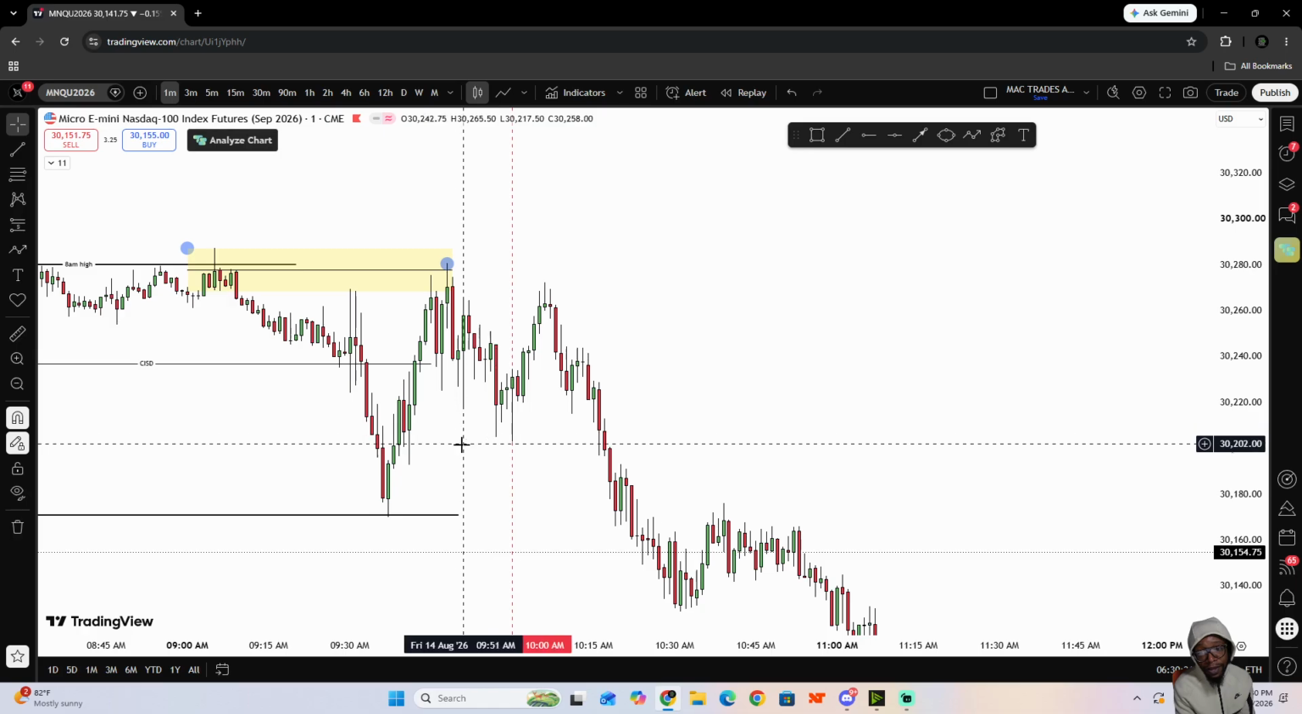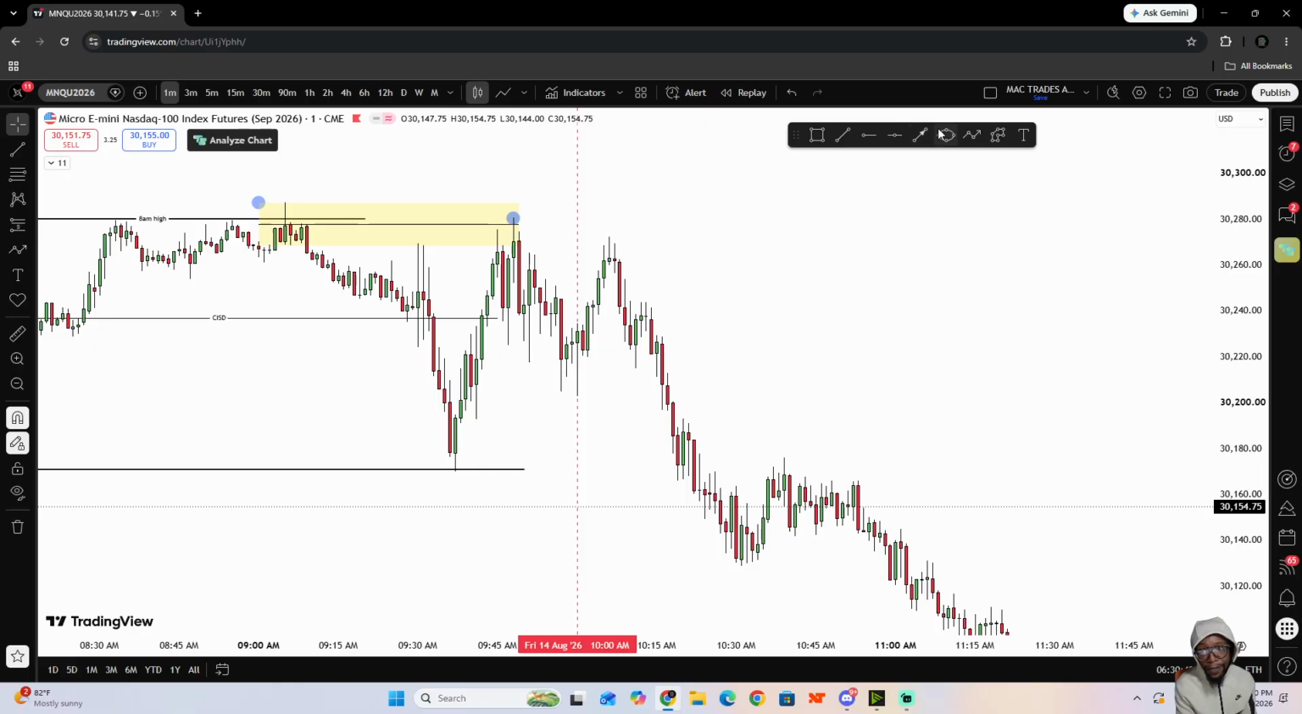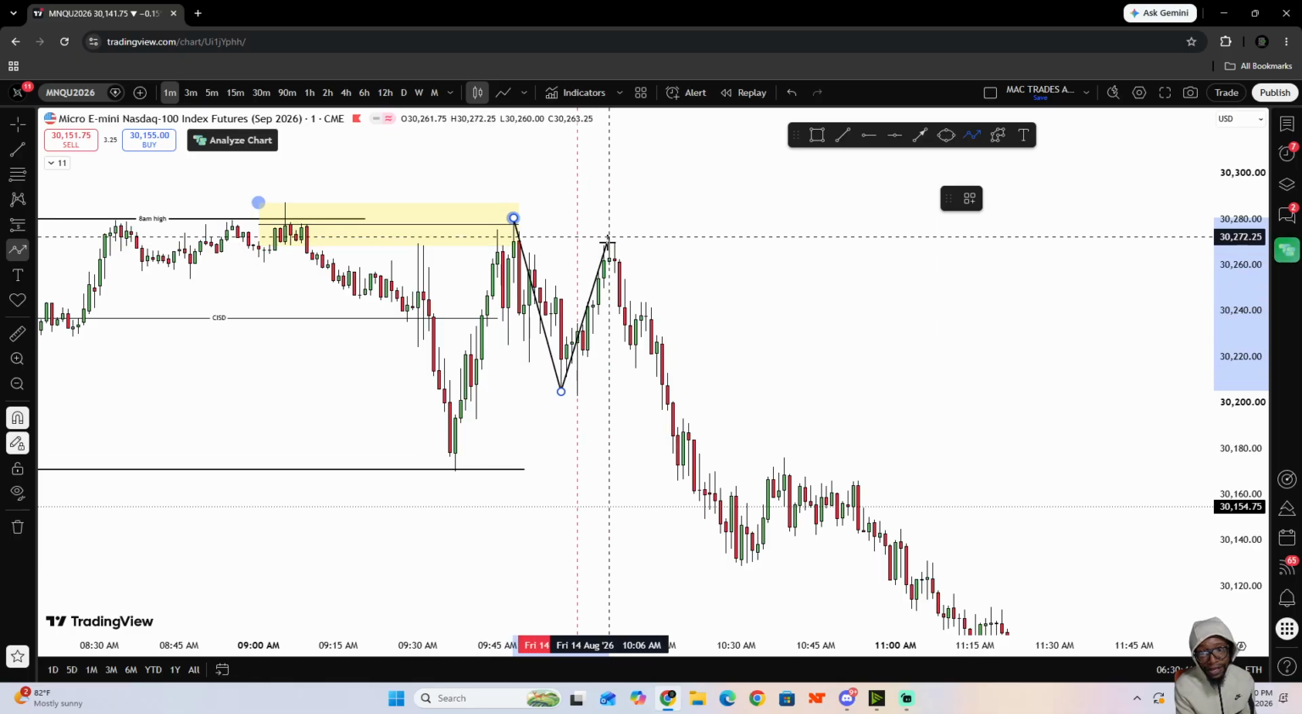But it doesn't mean there's no real target for this. But I'll keep going, right? As price gave me this structure, we broke all the way down, giving me this low, back to this lower high.